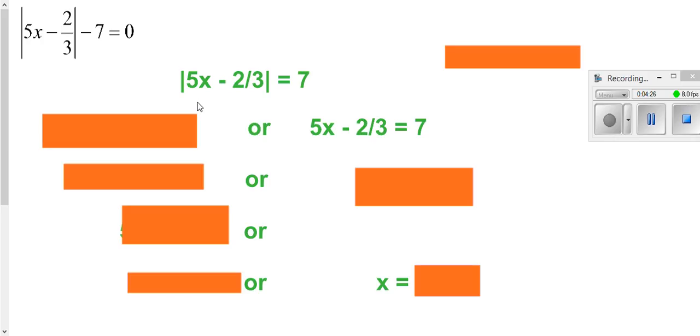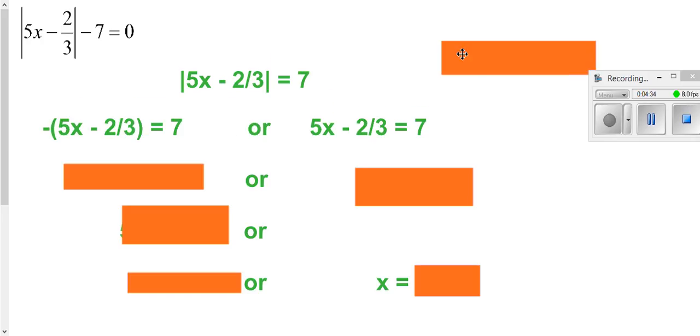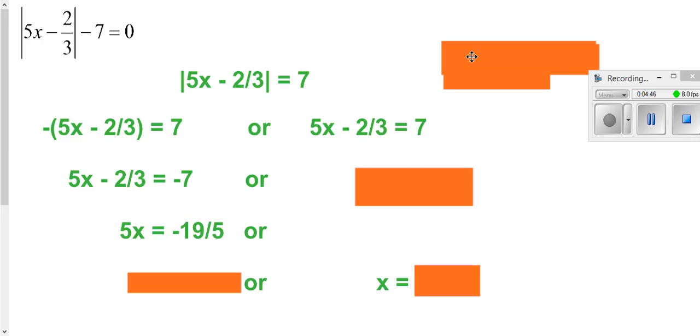So we'll look at the other situation. If what's on the inside is negative, absolute value makes it positive by taking the opposite of that. So now we'll go ahead and solve each one of these equations. In this case, I multiplied both sides by a negative. Now I'll go ahead and add 2/3 to both sides.